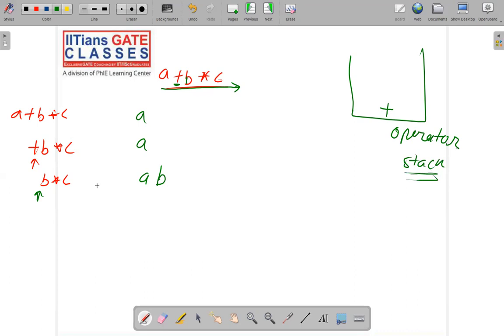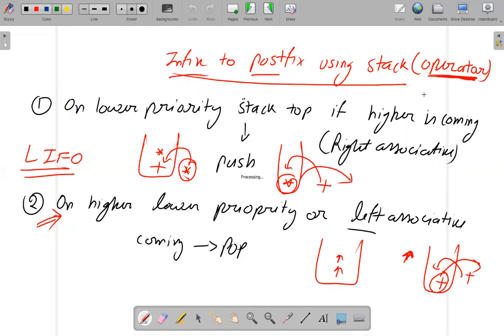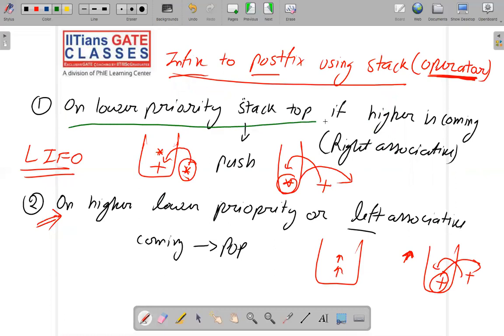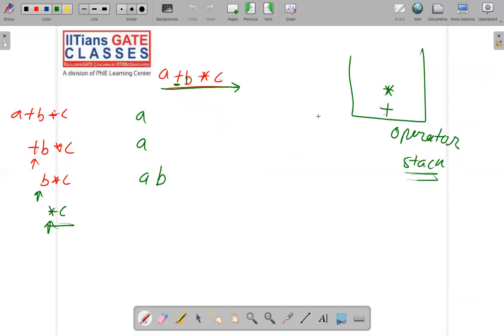Now the expression is left with star C. We are on star. Star is the operator, so we will compare it with the stack top. What is on top of the stack? It is plus, which is low priority compared to star. So we push star. What does our rule say? The rule says that if the stack top is low priority and a high priority operator is coming, star here, and the stack top is plus, we push it. So our expression will look like AB here and C here.